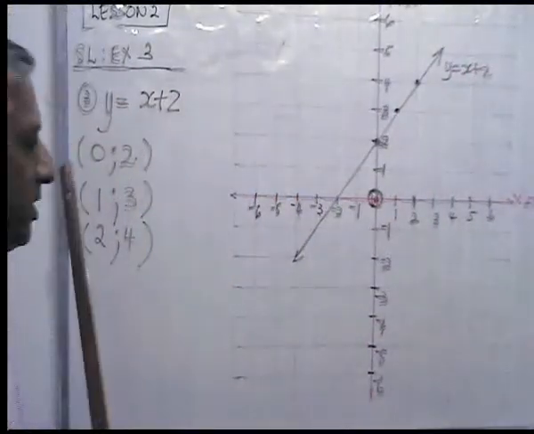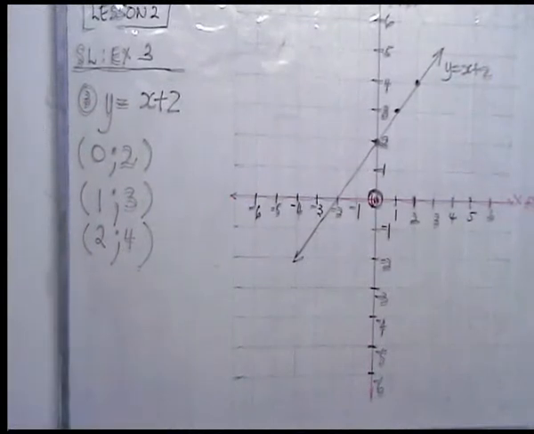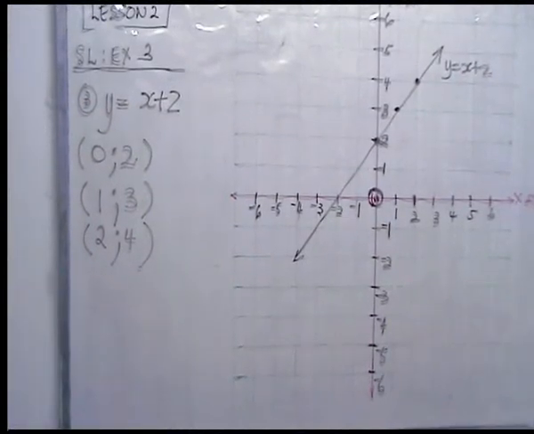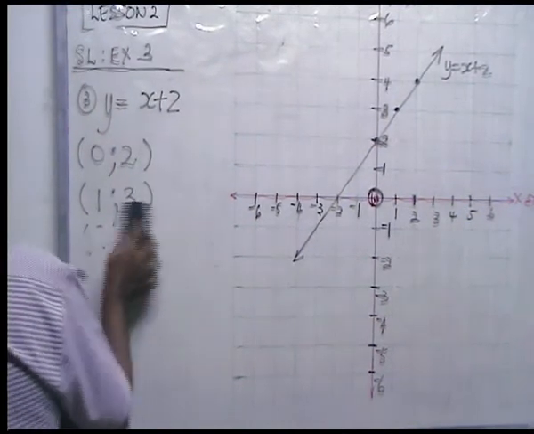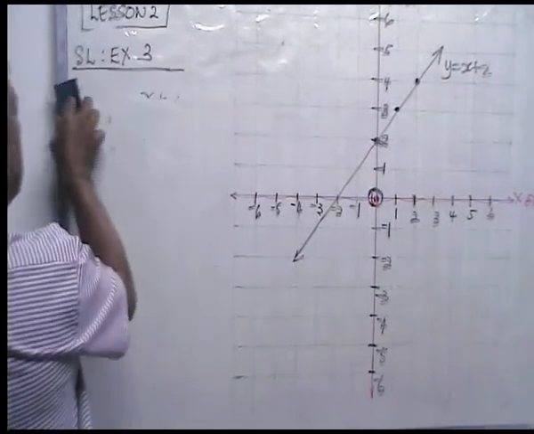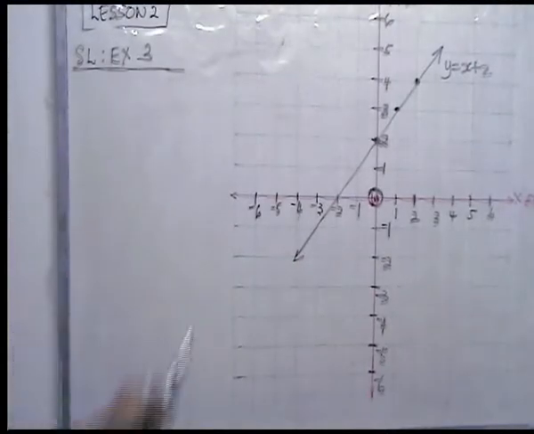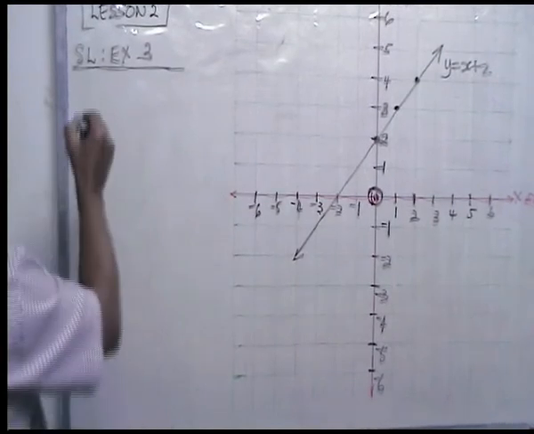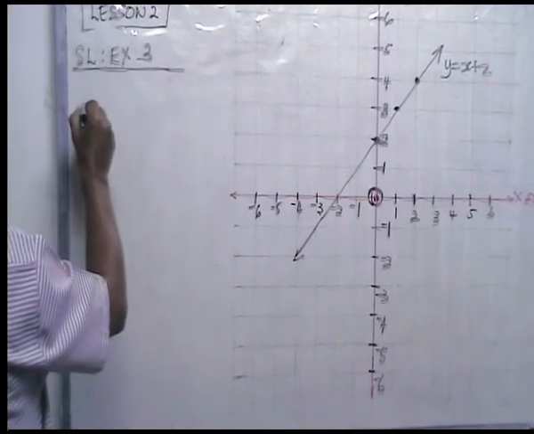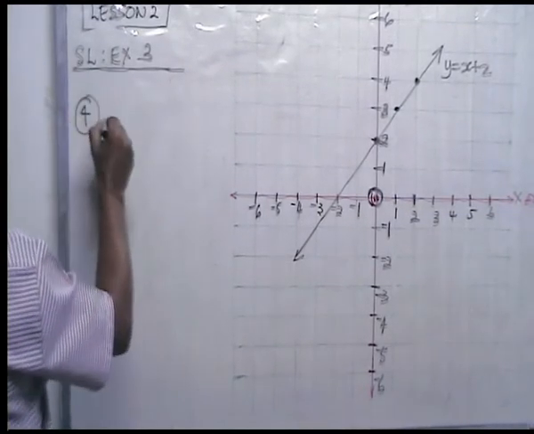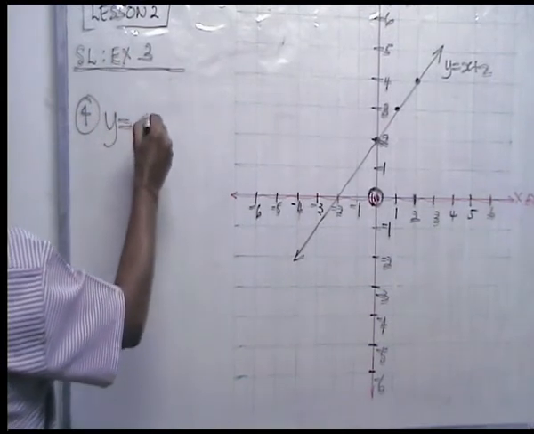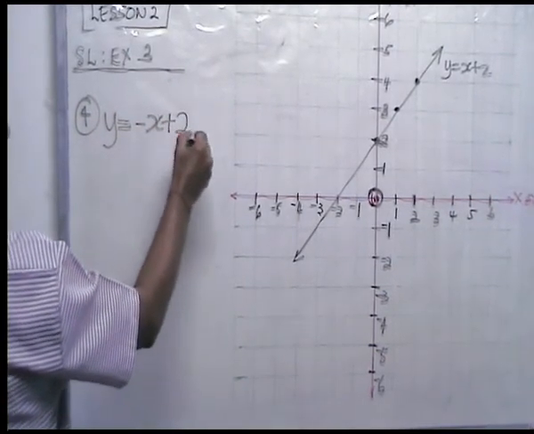Alright, let me give you the next one to do. Let me just write it on the board for you. You've done the calculations, you found the ordered pairs before. And you can do it on the same graph, okay? Number 4: y is equal to minus x plus 2.